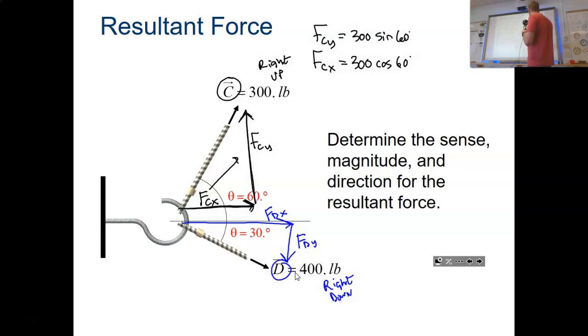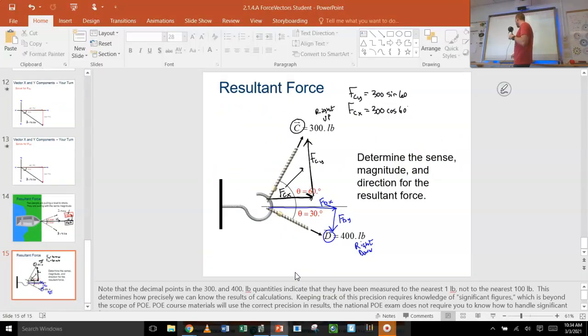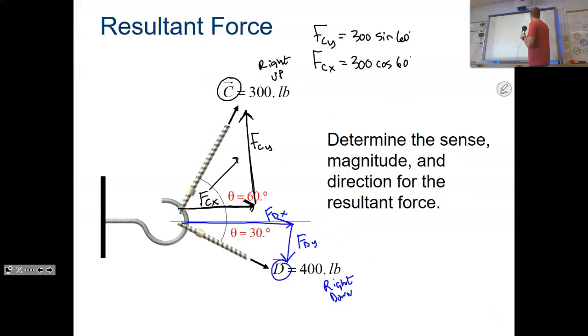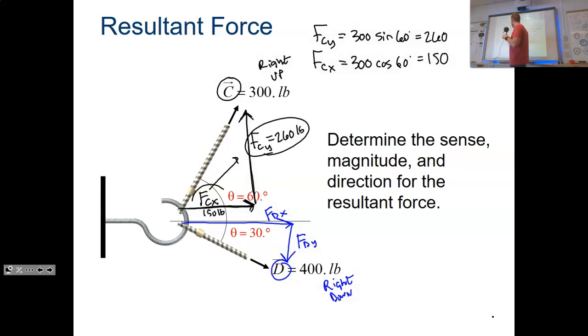I'm just going to skip over writing those fractions, and go right to my calculator, and take 300 sine 60, 300 cosine 60. I get 260 and 150. So, this is 260 pounds. This one here, the x, 150 pounds. Good to know. So this one, it's pulling to the right at 150 and it's pulling up at 260.